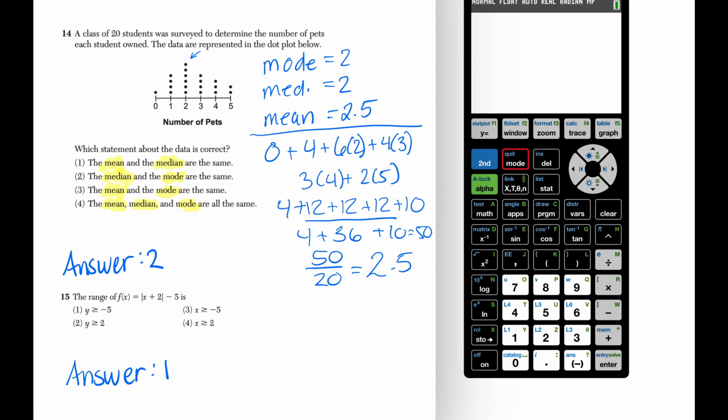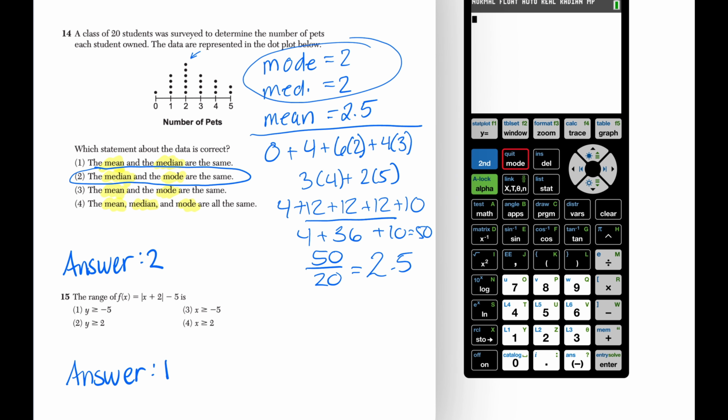So here are my stats. Now I just have to see what they have here. They're asking me which ones are the same. We already did those, the median and the mode. And done.